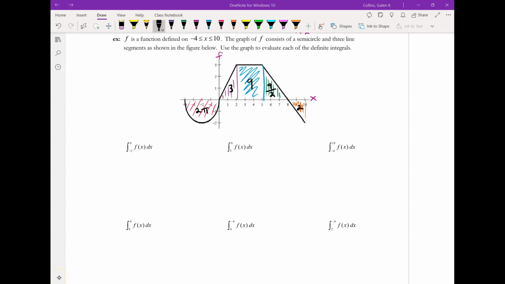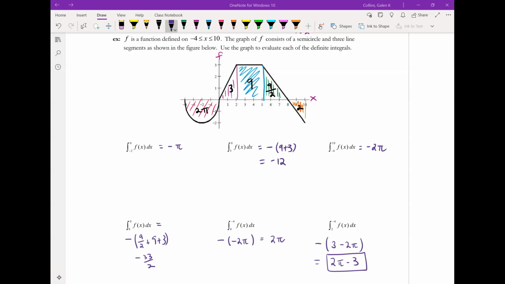Okay, so for the semicircle, I got 2 pi, r squared divided by 2. That first triangle has an area of 3, one half base times height. The rectangle, 9. The next triangle, 9/2. And then that last triangle that's below the x-axis has an area of 2. So now I'm going to ask you to pause the video again, unless you did this all already, and try to calculate these 6 definite integrals. And then when you're done, just hit play and I'll have the answers and go over them real fast.